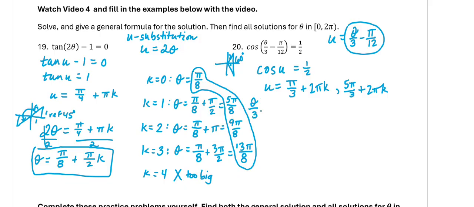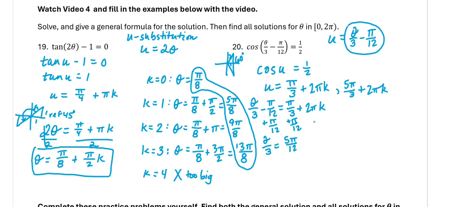So theta over 3 minus pi over 12 is equal to pi over 3 plus 2 pi k. Okay. So I need to solve for theta. So the first thing I'm going to do is add pi over 12 to both sides. Okay, I'm going to add it to pi over 3 because those are like terms there. So theta over 3 is equal to, let's see, that's 12 times 4, 4, 5. I think 5 pi over 12.